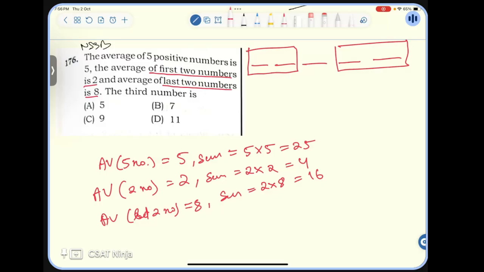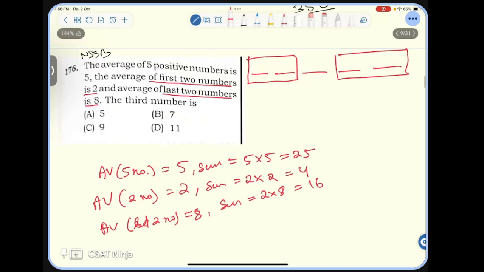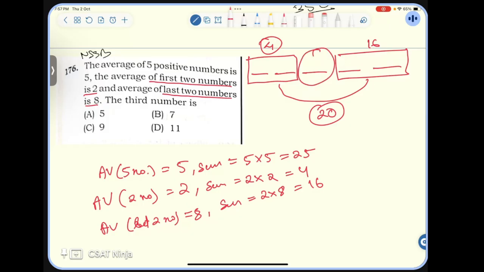16 plus 4: I'm going to use the same approach that I've been using. The first two sum I'm getting 4 and the last two sum I'm getting 16. If I combine these two, it gives me a total of 20. But if I exclude this one, I'm getting 20. If I include this one, I'm getting 25, which means from 25, if you subtract 20, your answer here is 5. Clear with this?